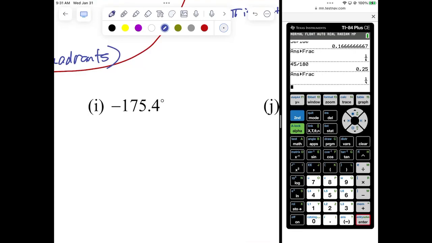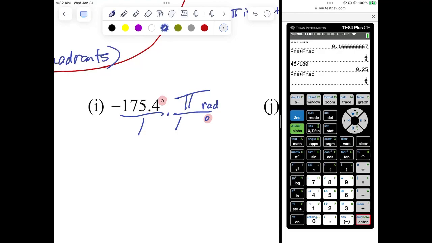How would I convert negative 175.4 degrees to radians? This is what you're going to have to do on your quiz tomorrow. All I got to do is multiply that by what? Again, here's what you do. If you put it over 1, you have degrees in the top. You want degrees to be in the bottom so it divides out. The units that you want to appear goes in the numerator. And now you fill it in.